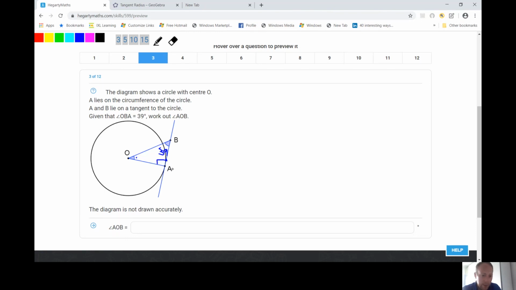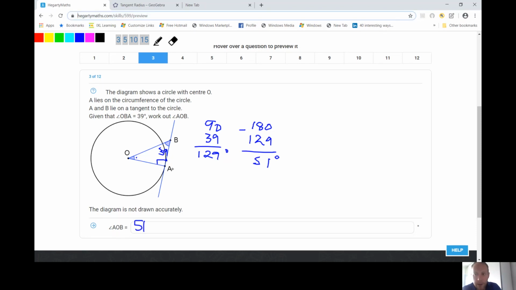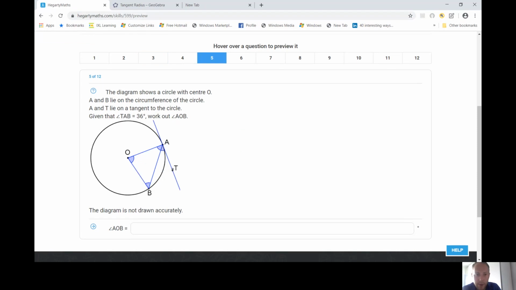Again, another really straightforward question. Once you know that that's 90 degrees, 90 plus 39 is 129 degrees. That's the total. And if I then do angles in the triangle add up to 180, take away 129 degrees, I would get 51 degrees. So AOB, the angle at the top of this triangle, is 51 degrees. So let's go to question 5.